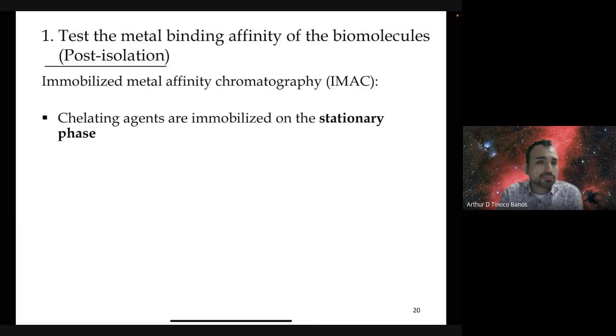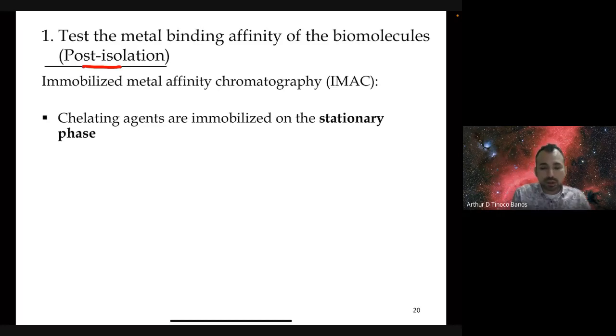Okay, so an approach is to test the metal binding affinity of the biomolecules. So this would be an approach that would fall under the category of post-isolation. So what do I mean by post-isolation? What I mean by that is I've done the extraction, I've done the purification, and I've obtained the sample as pure as possible. And so now I want to say, well, can this particular molecule bind a certain metal? Like, can it bind copper, for instance?